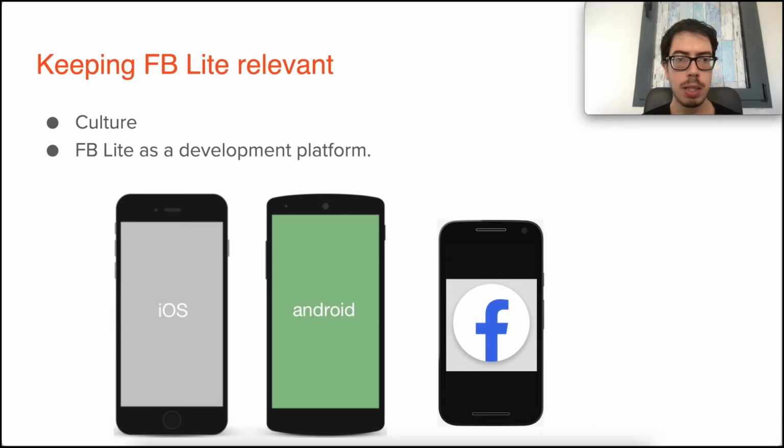Like we mentioned earlier, Facebook always introduces new features, and we want to adapt our culture to make sure that Facebook Lite continues to be relevant. We like to look at Facebook Lite as a development platform. Just as we have the Facebook app for iOS and the Facebook app for Android, we also have the Facebook Lite app. And we want to make sure that product teams, when developing new features, are also considering Facebook Lite, and also make sure to develop new features on Facebook Lite as well.